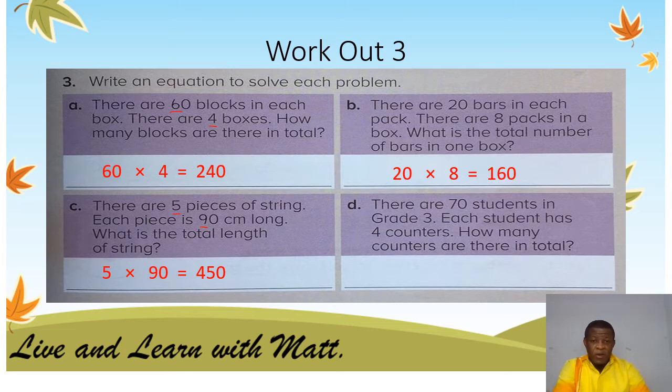450. Part D. There are 70 students in grade 3. Each student has 4 counters. How many counters are there in total? So we can use 7 times 4 to figure out 70 times 4. 7 times 4 is 28. Therefore, 70 times 4 will be 280.